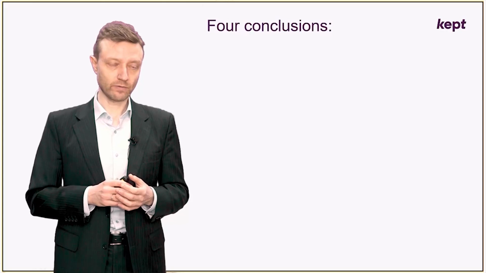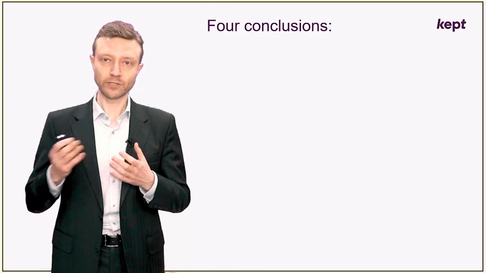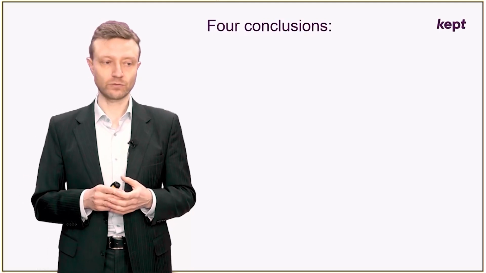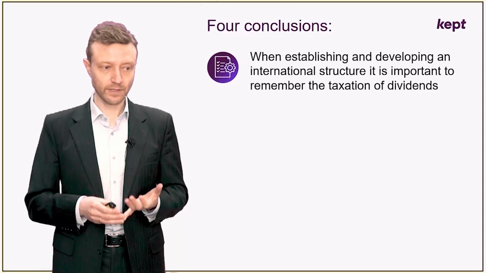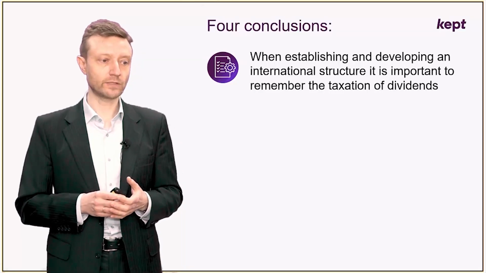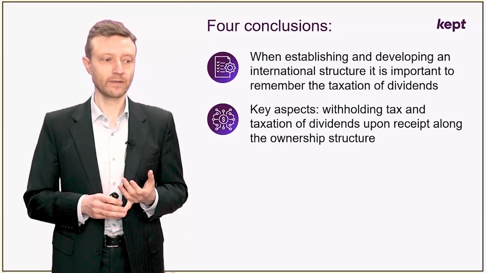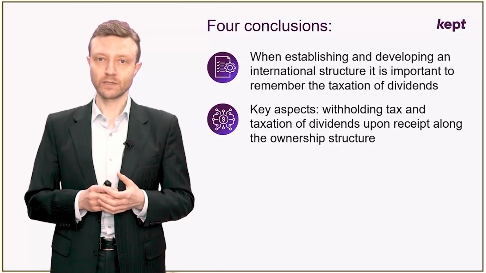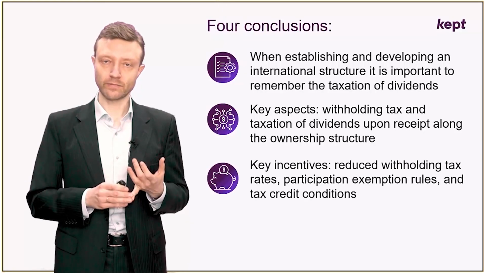Okay, what conclusions can be drawn from this example where we looked at structuring of dividend distribution and making sure that there are no leakages on distribution of profits to the shareholders of a business. First of all, it's important to remember about the taxation of dividends and to take this into account when developing an international structure or changing it. Second, withholding taxes and taxation of dividends upon receipt are two main mechanisms of how dividends are taxed, and they should be taken into account.